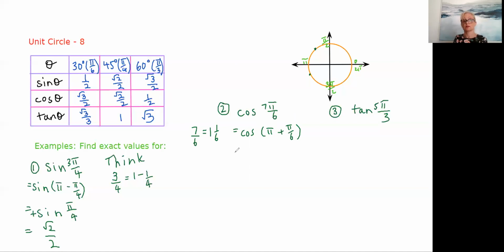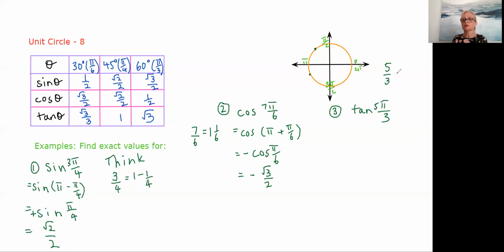Now, we've done a horizontal reference, so it's going to be the same as cos of pi on 6, but in this quadrant, cos is negative. So our cos of pi on 6 is √3 on 2, and we're going to have negative that for this answer here.